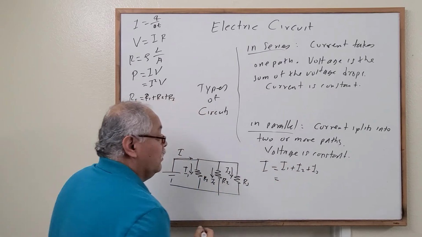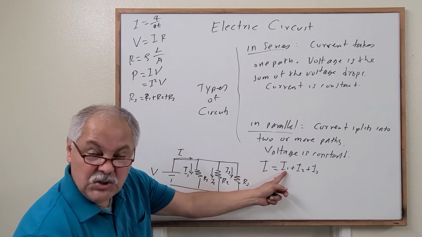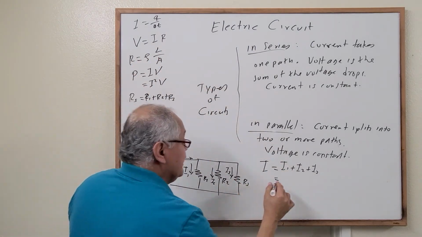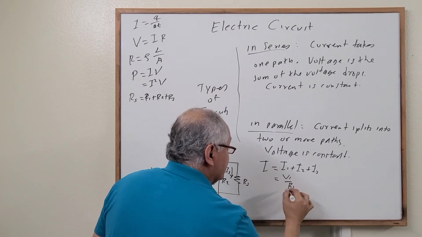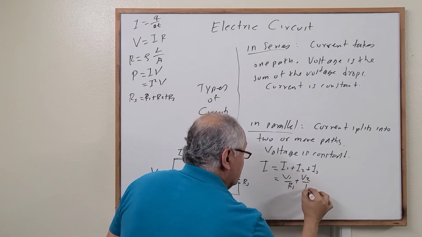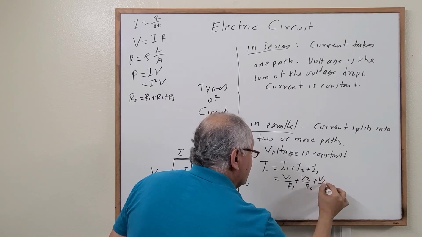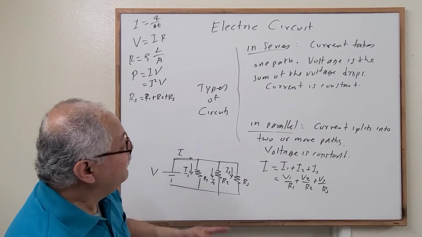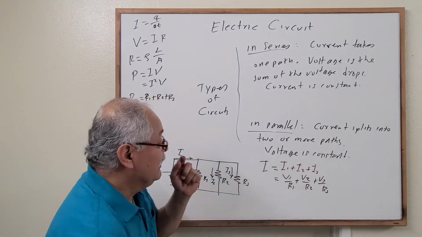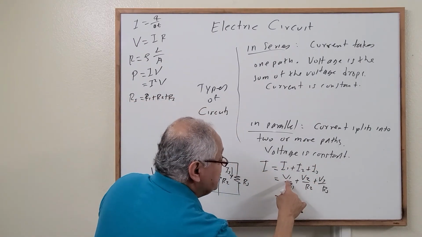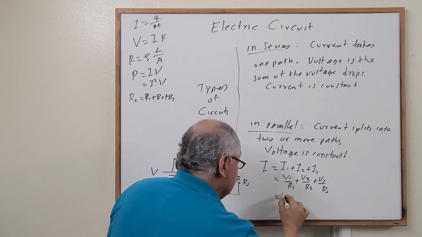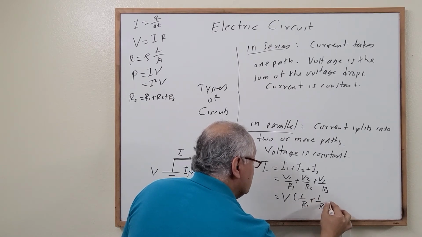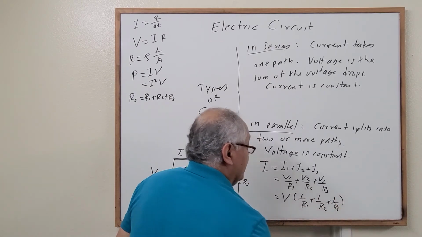What do we have? Let's use Ohm's law again, as we did before. This is voltage 1 over resistor 1 plus V2 over R2 plus V3 over R3. Correct? But how is the voltage? The voltage is constant, so V1 equals V2 equals V3. So what do we have? The total current equals the total voltage times 1 over R1 plus 1 over R2 plus 1 over R3.